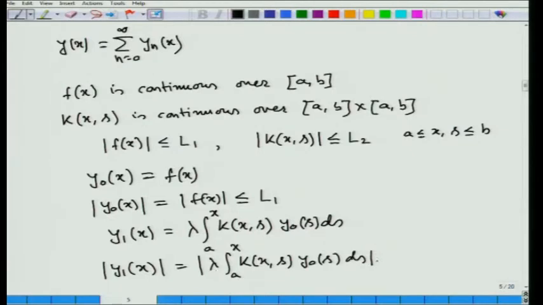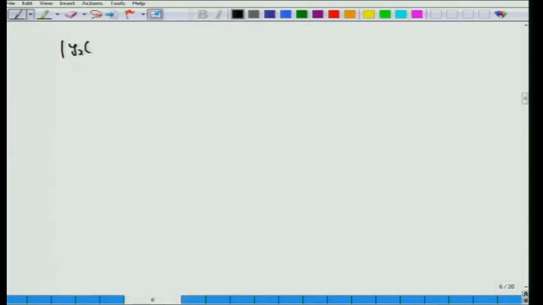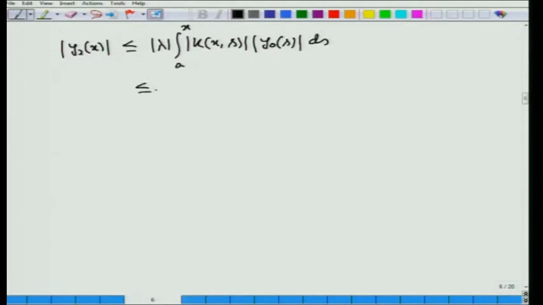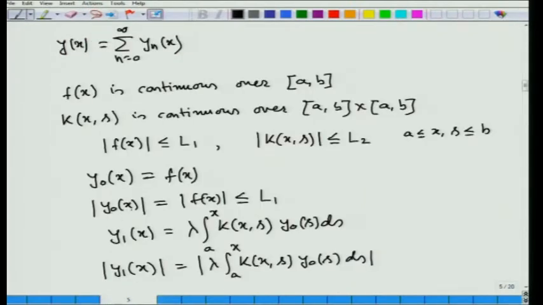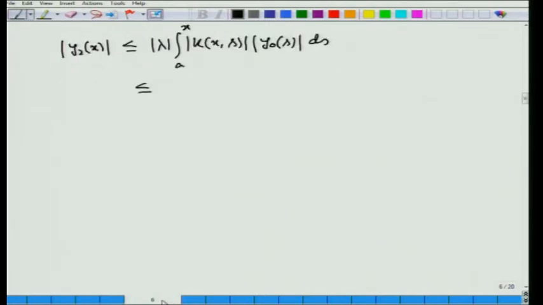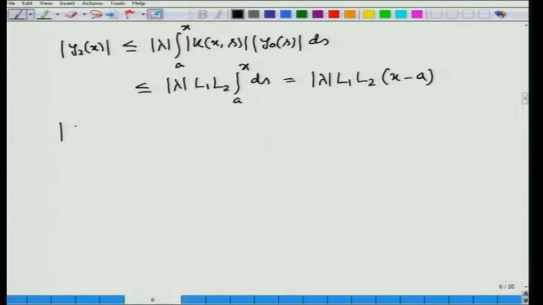Then taking modulus inside the integral sign, we can write modulus of y1(x) is less than or equal to modulus of lambda integral a to x modulus of k(x, s) modulus of y0(s) ds, and using the bounds for this, modulus of y0(x) is less than or equal to L1, and modulus of k(x, s), that is modulus of the kernel, is less than or equal to L2. So, using these results we can find modulus lambda L1 L2 integral a to x ds, and this is equal to modulus lambda L1 L2 (x minus a). Sorry, I made one mistake here, this will be y1(x).